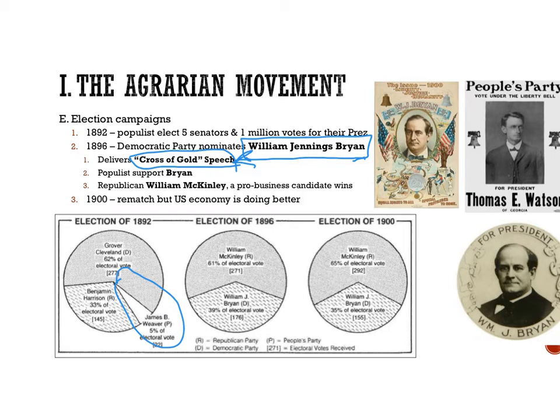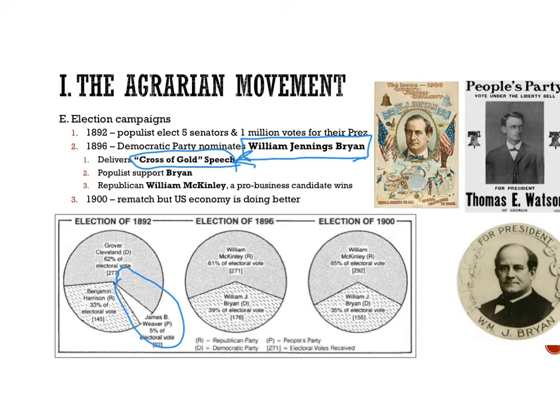The Democratic Party adopts their ideas. This is what third parties do. Sometimes third parties can throw an election out the window. Sometimes third parties introduce ideas that the big parties will take and run with.